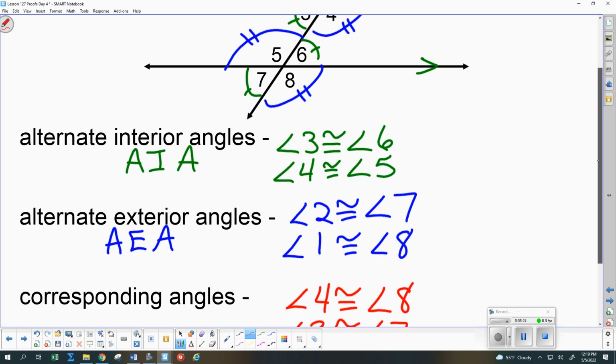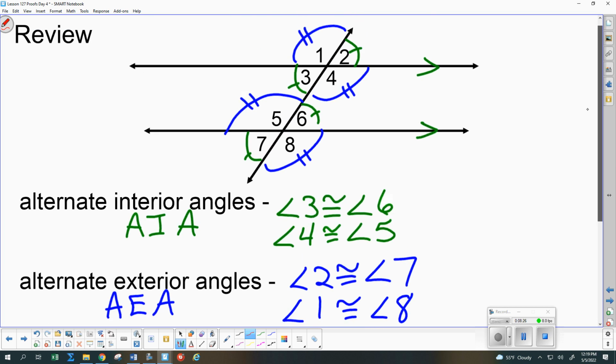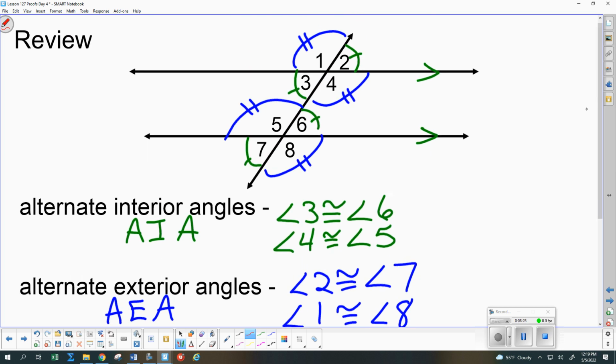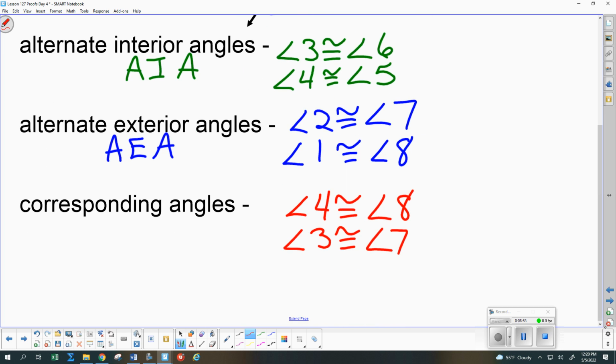What other ones? We've used 3 and 4 and 7 and 8. So we've done everything that's a bottom angle. Caleb, tell me another set of corresponding angles. We have done 3 and 7. We've done 4 and 8. Everybody good with 2 and 6? And what else? What besides 2 and 6, Yesenia? 1 and 5. Excellent.